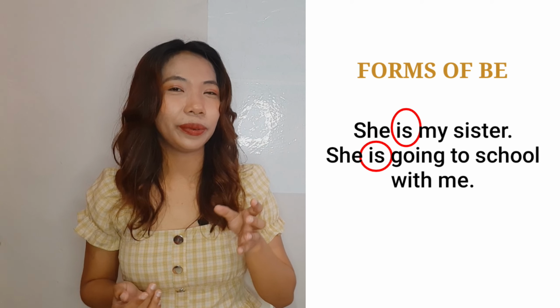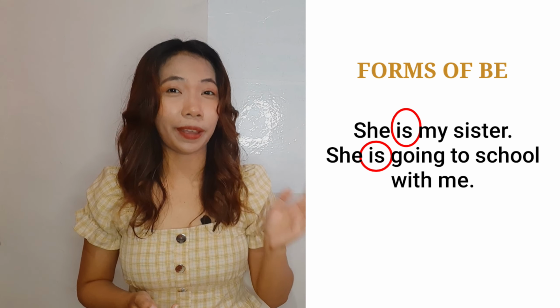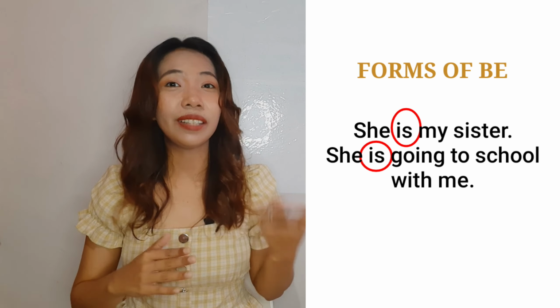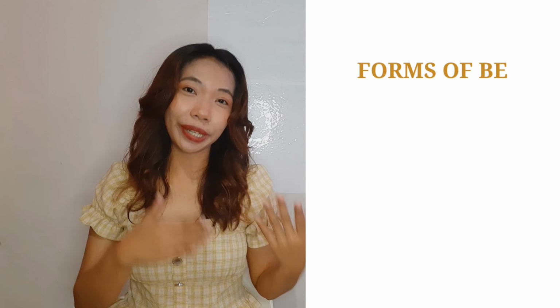For the second sentence, she is going to school with me. Now that is has going, which is an action verb, after it. So this is here is not functioning now as the linking verb or the main verb in that sentence, but it is functioning as a helping verb for the verb going. Forms of be are used if you want to show continuous actions, whether in the present or in the past.